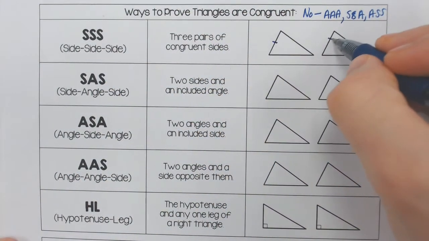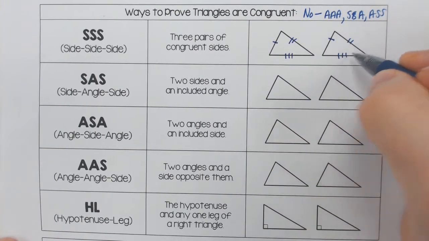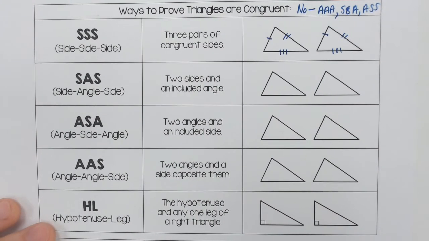Side, side, side is the easiest to find out. You just have to have 3 sides that are all equal using the hash marks. So if you have those 3 sides that are all equal, that's side, side, side congruency.